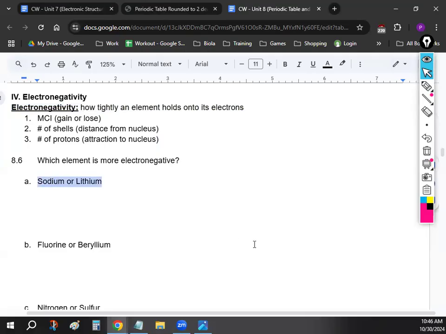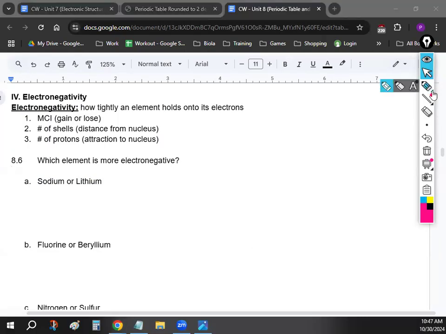Okay, so we're going to basically go down this list and figure out which one of these holds on to its electrons more tightly. So make sure you guys have your periodic table in front of you, because I'm not going to have it up on the screen, so I want you guys to refer to it, okay? So let's take a look at Na and Li. Which one is more electronegative?